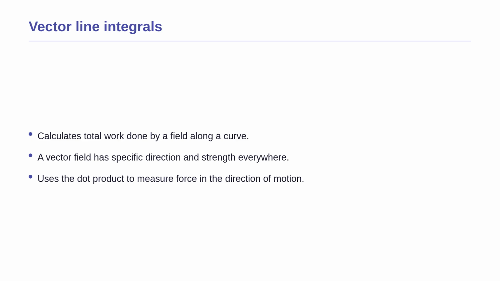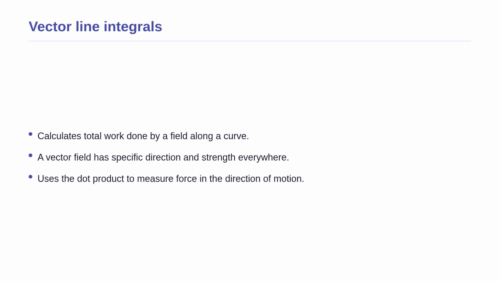Having mastered scalar line integrals, let us look at the second major type, the vector line integral. Imagine pushing a heavy cart along a curved track while a strong, unpredictable wind is blowing. This wind is a vector field, meaning it has a specific direction and strength at every single point. If the wind blows with you, it does positive work. If it blows against you, it does negative work.